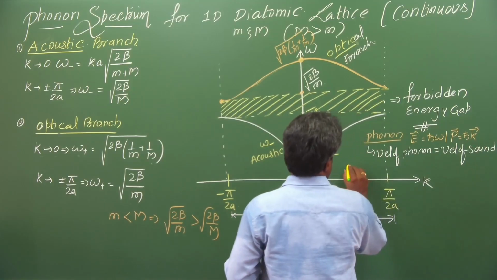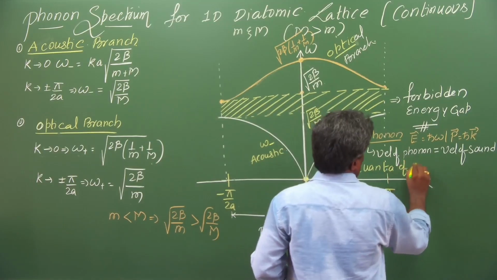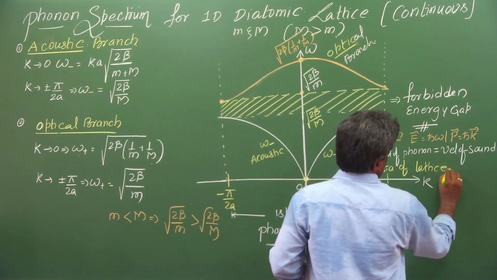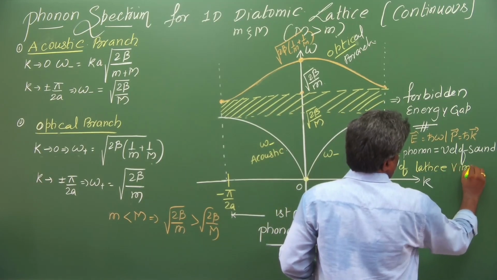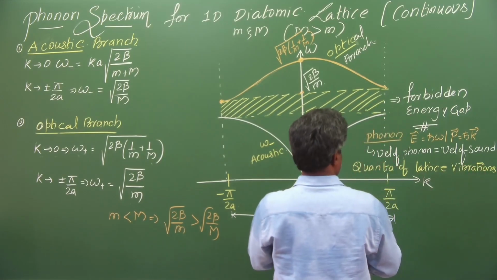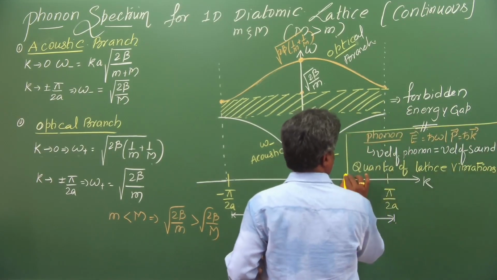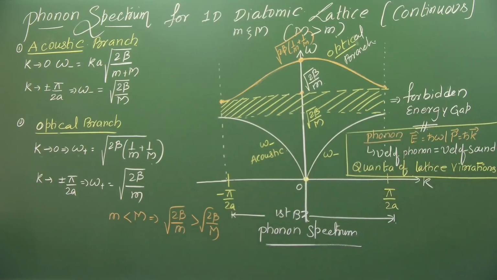What exactly is a phonon? Quanta. The quanta of lattice vibrations. A single word, lattice vibrations. Quanta of lattice vibrations. If anybody asks what is the difference between photon and phonon, you just say that phonon travels with the velocity of sound. Photon travels with velocity of light.